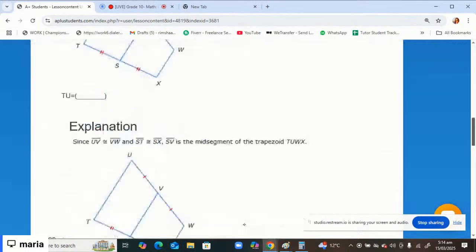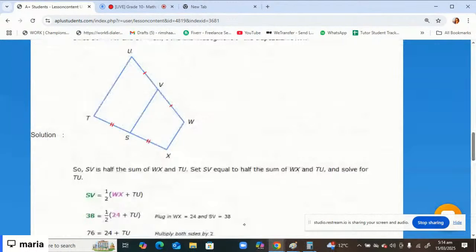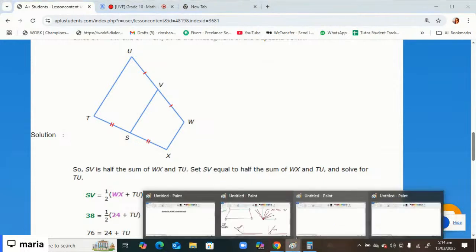As we can see, look at here, W and X. This is S and V. This is the middle, this is the half. When you add these two lines and then divide by two, you can get the answer. So how can we find it out? Because SV is the half sum of both of them, UT and WX. So for example, let's draw this shape.